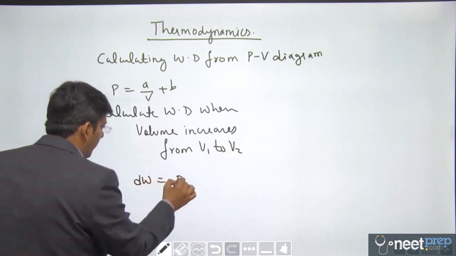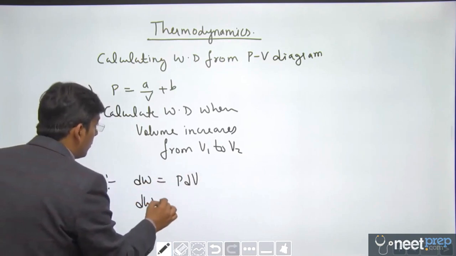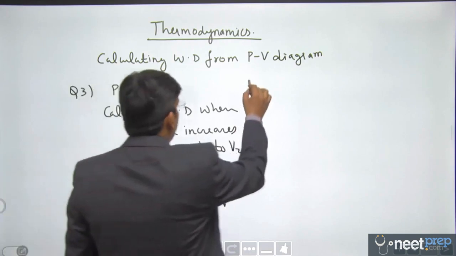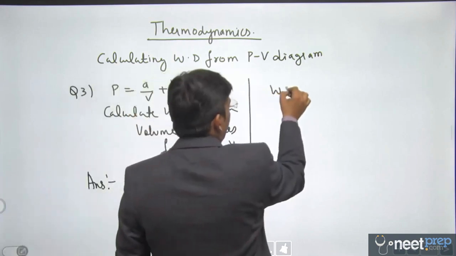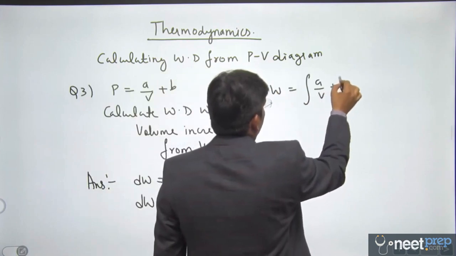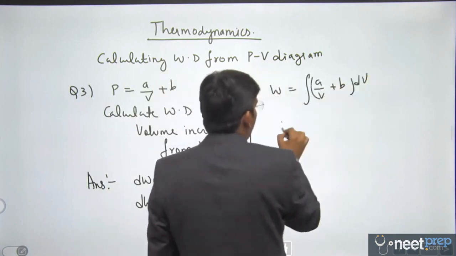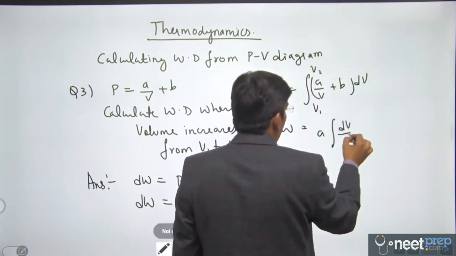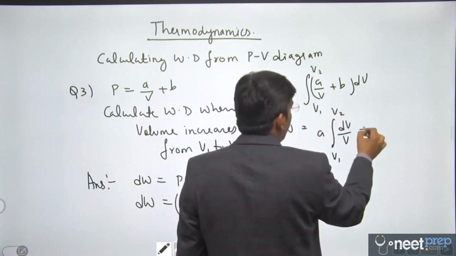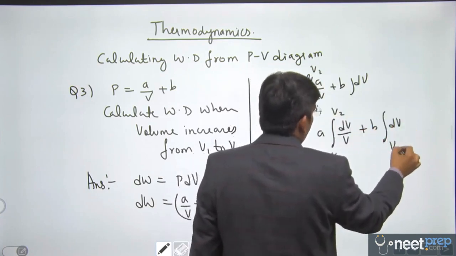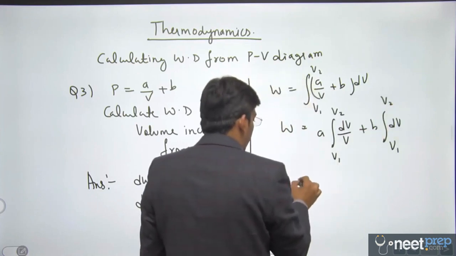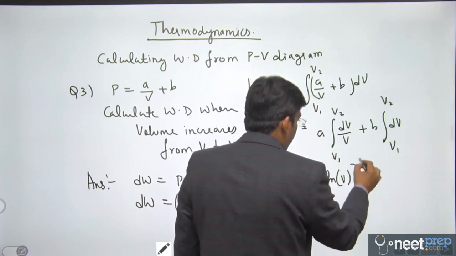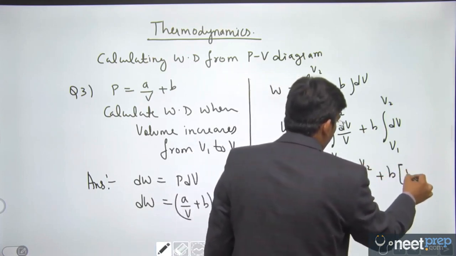Work done will be P dV. P is equal to A by V plus B into dV. Just integrate, you are going to get the answer. Work done is the integral of A by V plus B into dV, from V1 to V2. This is A dV by V from V1 to V2 plus B integral dV from V1 to V2. This is A ln V from V1 to V2 plus B V from V1 to V2.